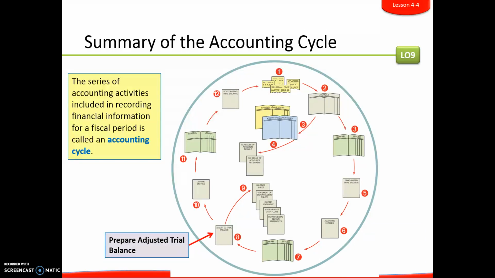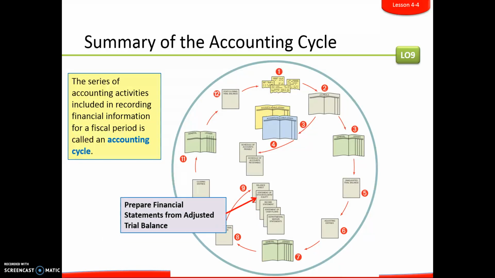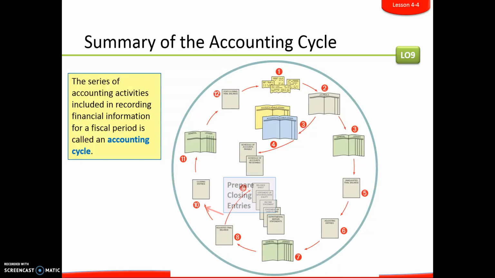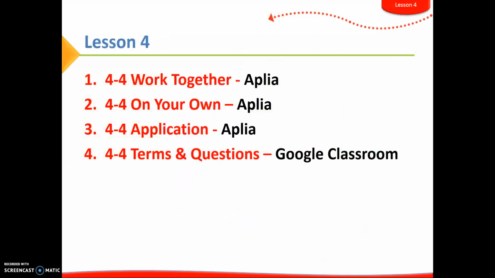Now we have an adjusted trial balance, which means that we can now create all 5 of our financial statements from our adjusted trial balance. We prepare our closing entries, which we just did, and then we post those closing entries so that they're up to date, and that means we can prepare the post-closing trial balance. So all said and done, we've now completed another financial cycle for our departmentalized business. You can check that off your list and head on over to our 4-4 Work Together video.